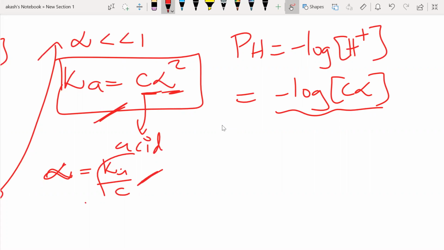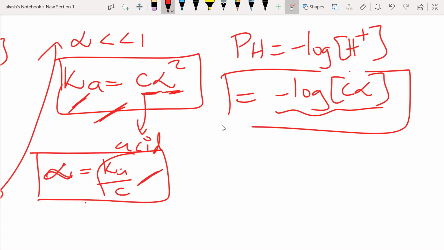Okay, so this equation, so 3 equations. This is the first one, this is the second one, and this is the third one. pH is equal to negative log of C alpha. These 3 things you remember. It will be very, very useful in problem solving. So that is about acids, right? Then the same thing I can speak about the bases also. Now exactly the same thing. Say if I had AOH.